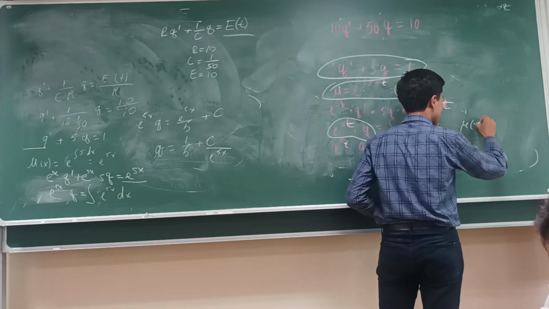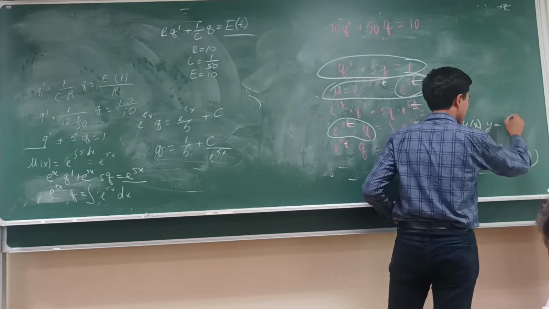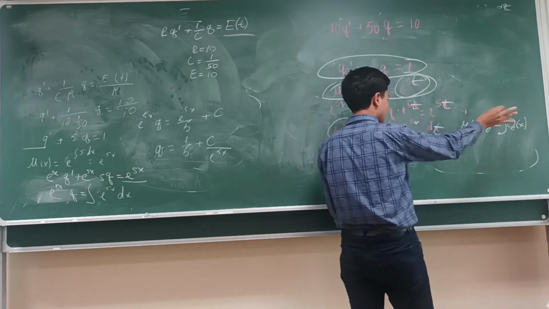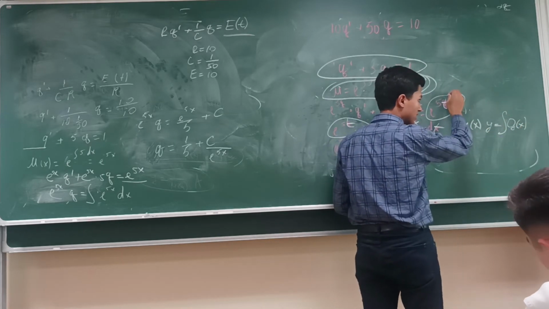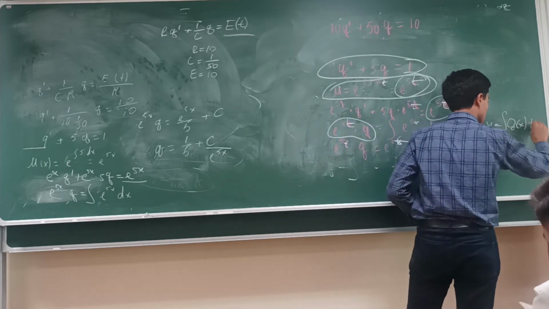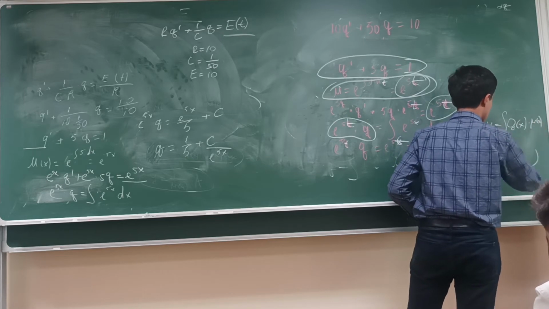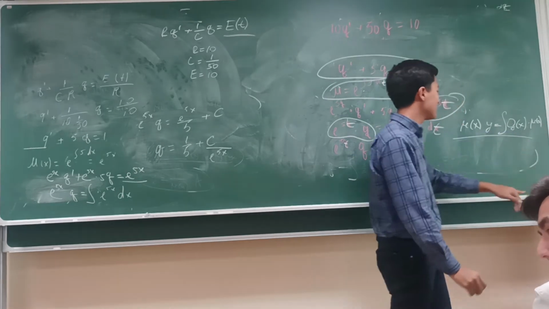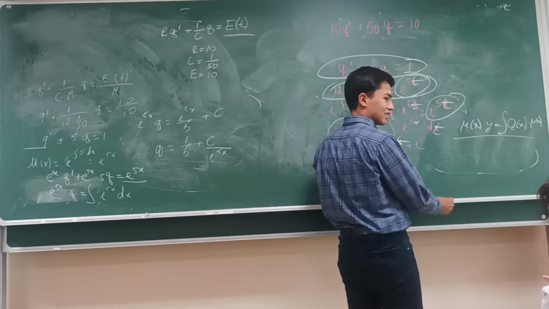Okay? mu(x) multiplied by y equals to q(x). It's the right side, everything is the right side. I mean, here q(x) is this one, okay? Multiplied by mu(x). Just the mu formula, mu(x). Okay? Integrating factors.